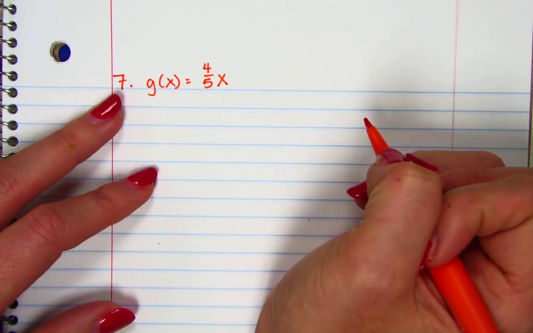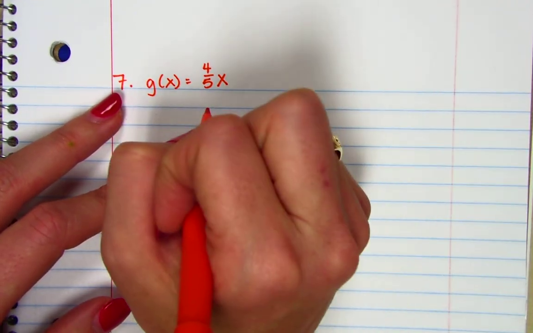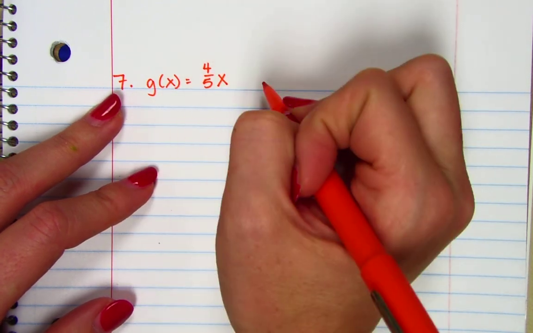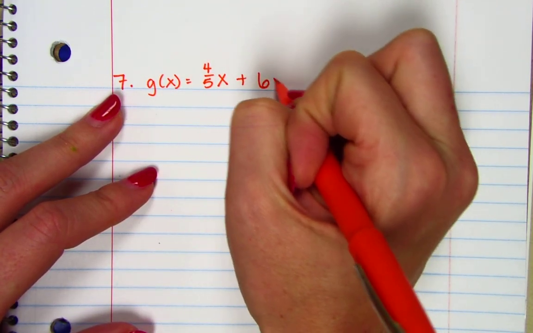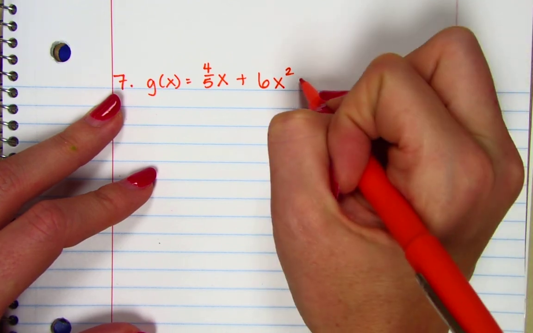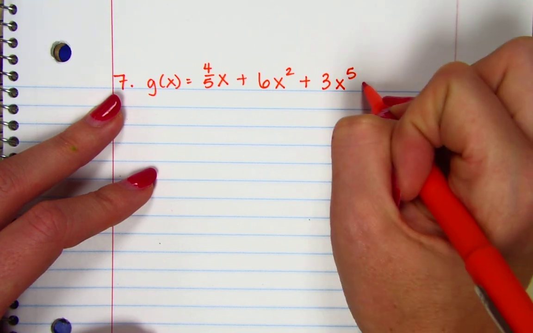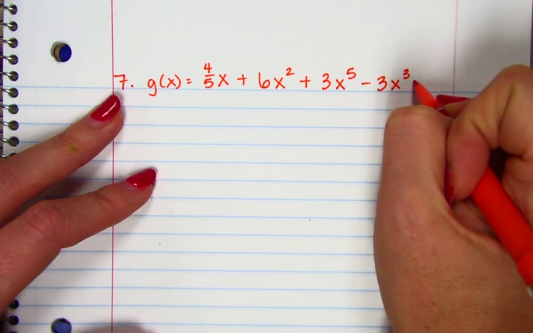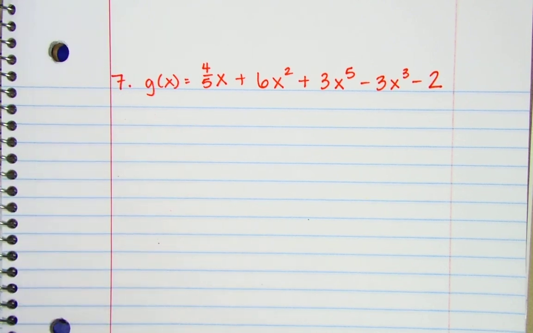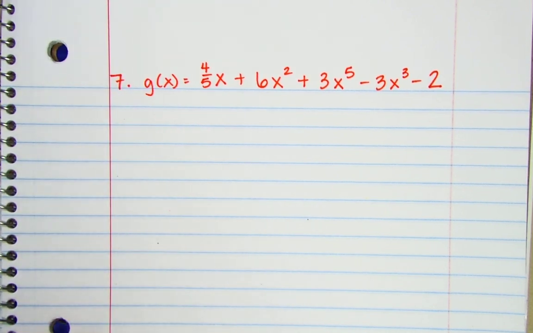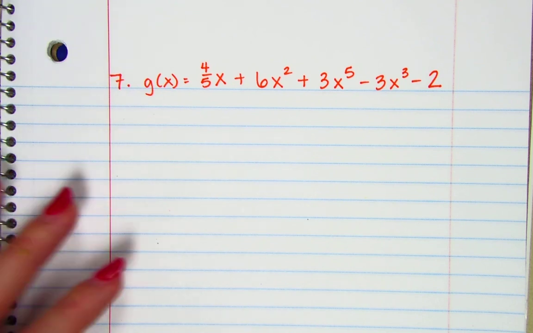All right, number 7, 3 more. G of x equals 4/5 x plus 6x squared plus 3x to the 5th power minus 3x cubed minus 2. See, it looks super complicated, but we're only looking for like 1 or 2 things in it. So it's not as terrible as it looks like it is.